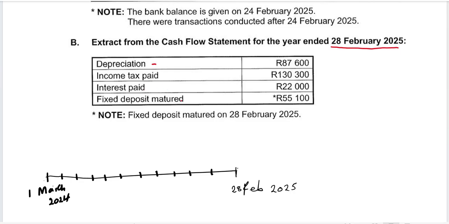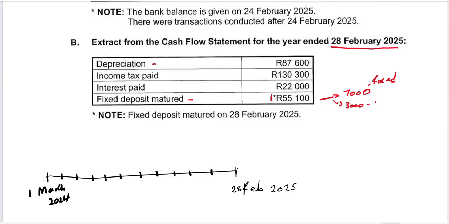And then we have fixed deposit matured 55 100. This is the fixed deposit. Maybe we have a fixed deposit of how much on the bank? Of 7,000. Do you get me? It's an example. If we have a fixed deposit of 7,000, then we say next year we're gonna do what? We're gonna need 3,000 on this amount. Do you get me? This is the fixed deposit, long-term fixed deposit.